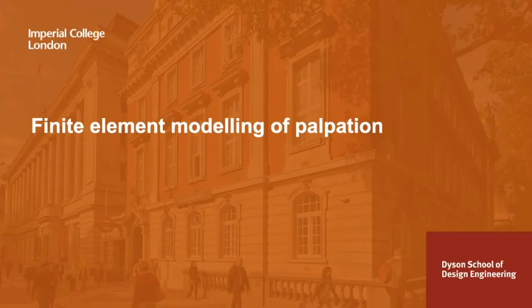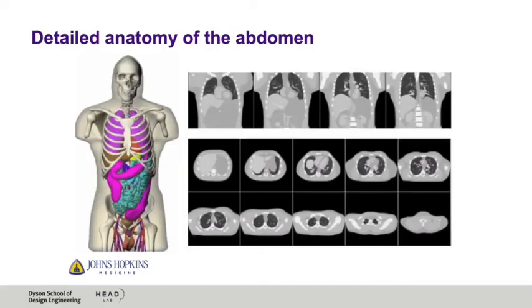Now the idea is to take forward what we have learned in the injury biomechanics area and apply it to the palpation. So we gained access to a detailed anatomy of the abdomen from Johns Hopkins University. This is a fantastic phantom that they have created. It has detailed description of the anatomy of different organs, especially we're interested in the abdomen.